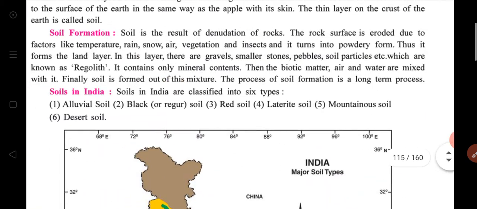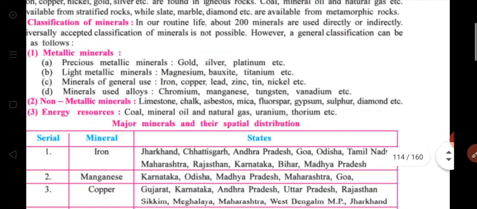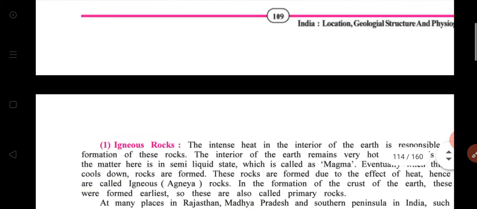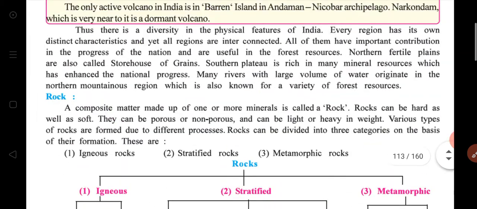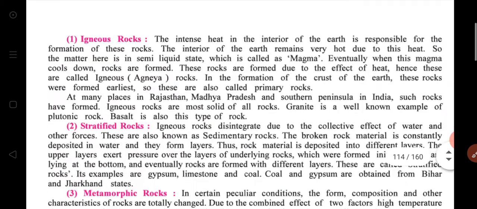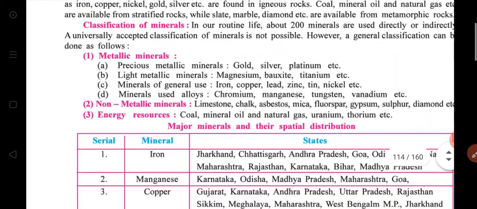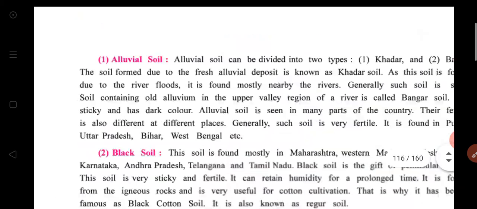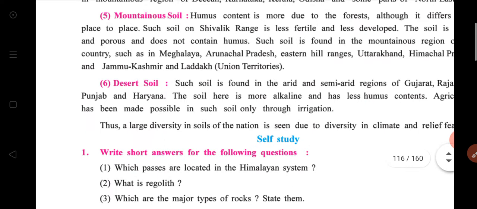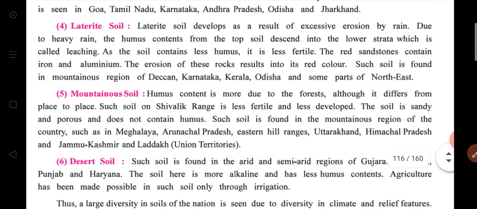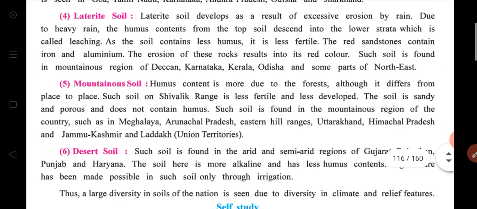I mean to say, the important topics of this chapter. In this chapter we studied about rock, then minerals, then soil. First you read these three types, then we revise this chapter from the rock. First you read this, then we start the revision of this chapter.